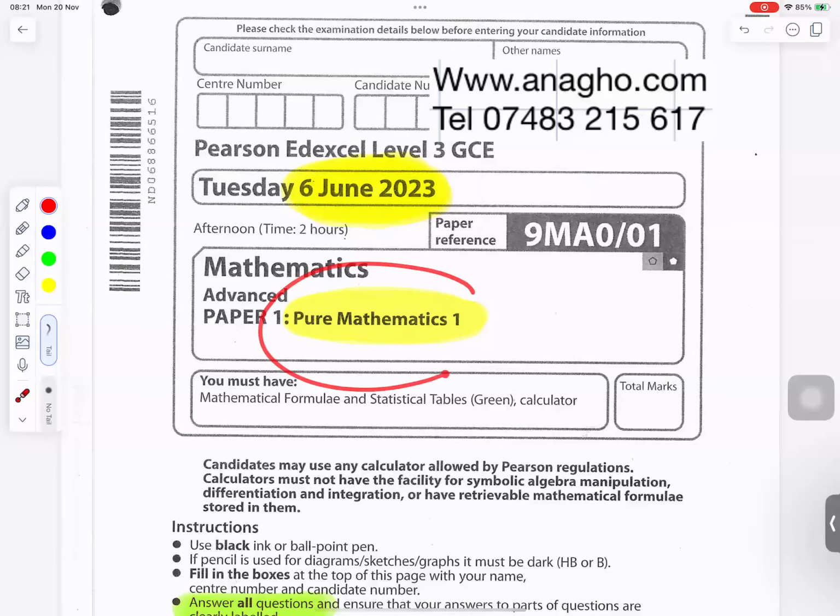Mathematics, Pure Mathematics, Paper 1, June 2023. And then 9MA0. So that's the advanced level paper. Welcome to Anago.